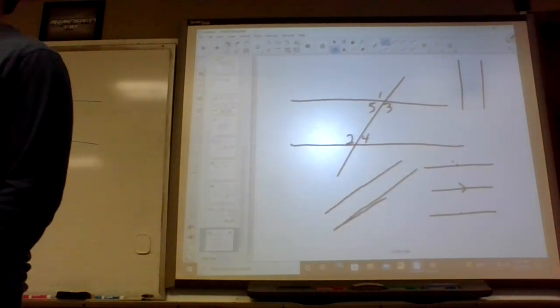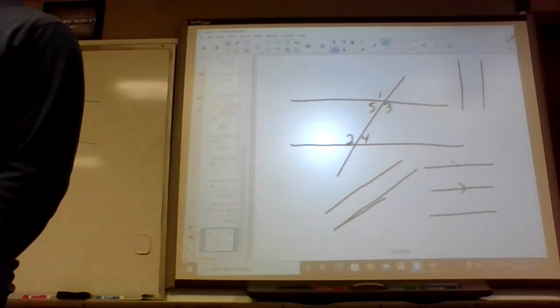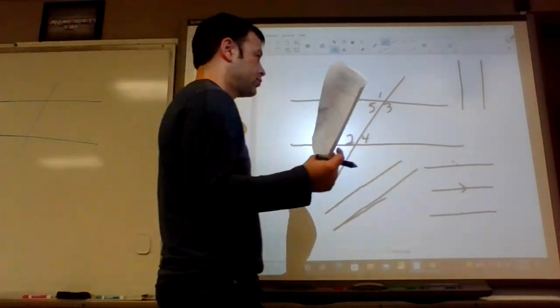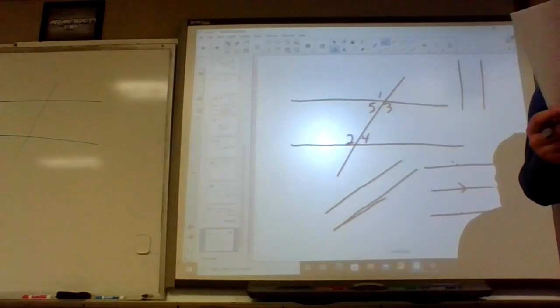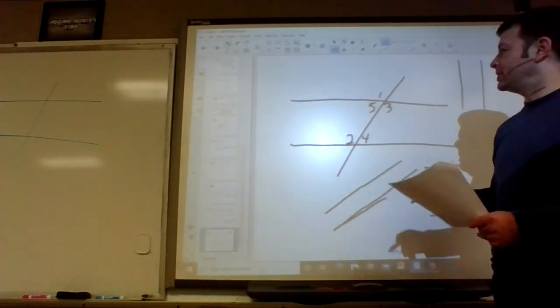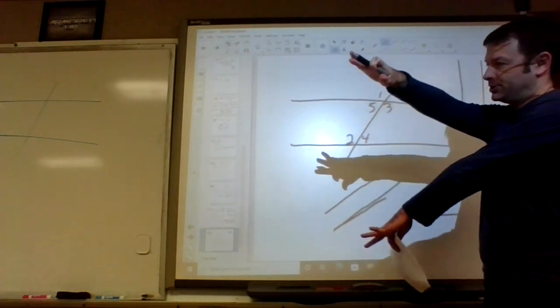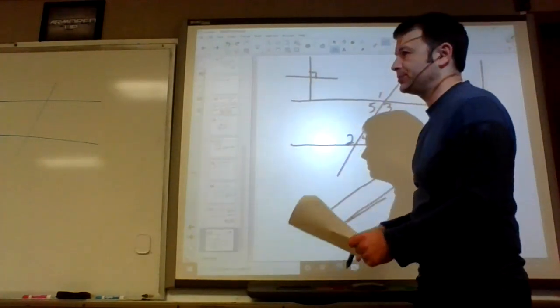They said non-vertical because vertical lines don't have slope, but vertical lines would still be parallel. Is perpendicular not touching? Perpendicular, no, parallels don't touch. Skew don't touch. Perpendicular create 90-degree angles.